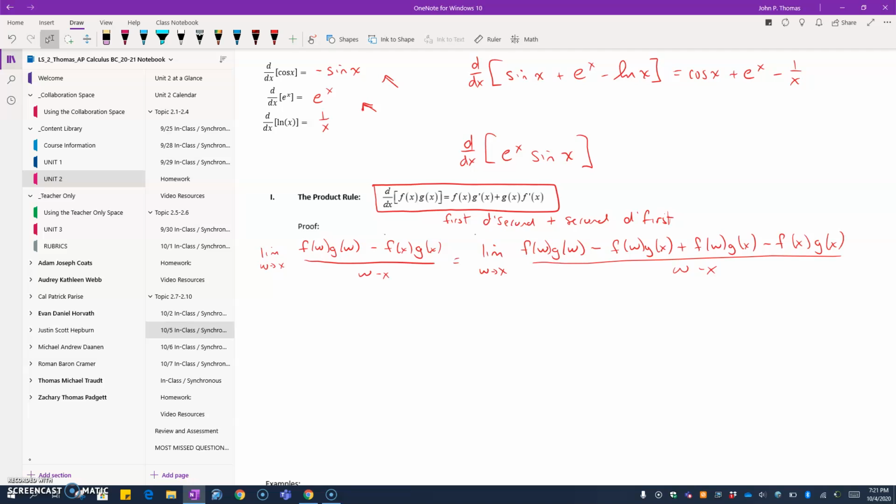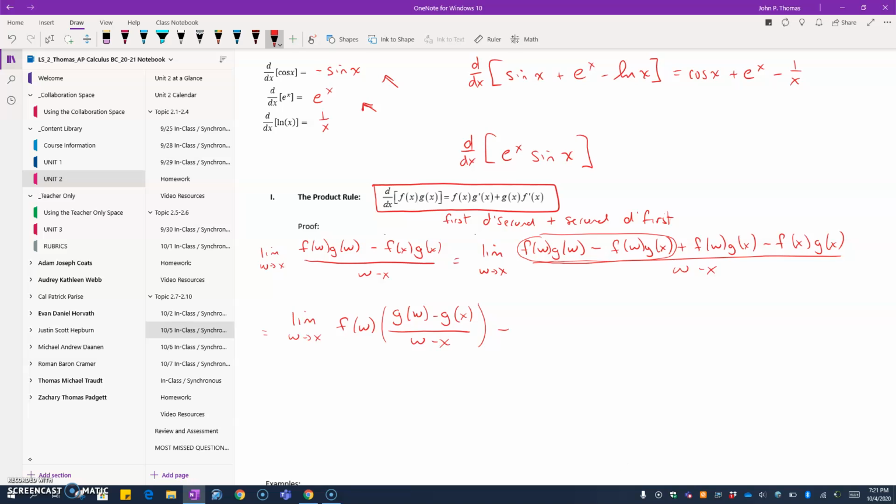Now what we're going to do is factor this by grouping. We're going to group the first two terms and the last two terms together, and I'm going to separate out the limit at each of those. So I have the limit as w approaches x, and then I'm going to group these first two and factor the f of w out. So f of w, and that leaves me with the g of w minus g of x, and that'll be over w minus x.